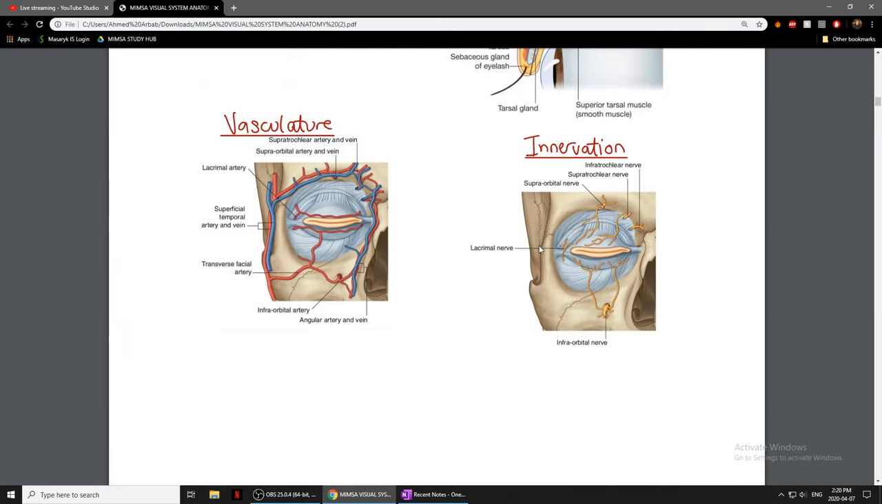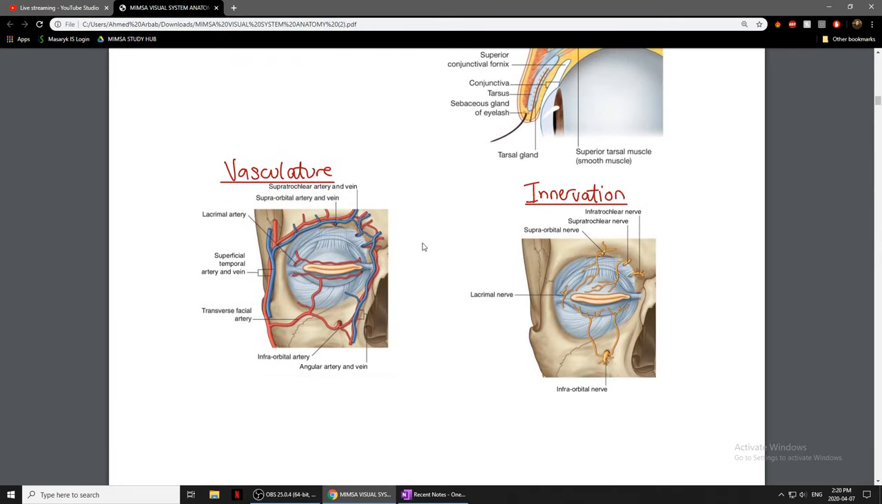We can talk really quickly about the vasculature of the eyelids and the innervation. The vasculature is the transverse facial artery to the lower eyelid and the lacrimal artery to the region of the upper eyelid. And then the angular artery on the medial side, from the infraorbital. You know the superficial temporal and the transverse facial artery, I think you did arteries already, so you know that these are branches of this artery right here, which is, of course, the external carotid.